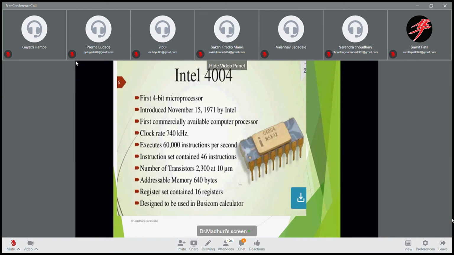Now here it executes 60,000 instructions per second. Ma'am, what does it mean to execute 60,000 instructions per second? What is that? Okay, that I will tell you one by one.